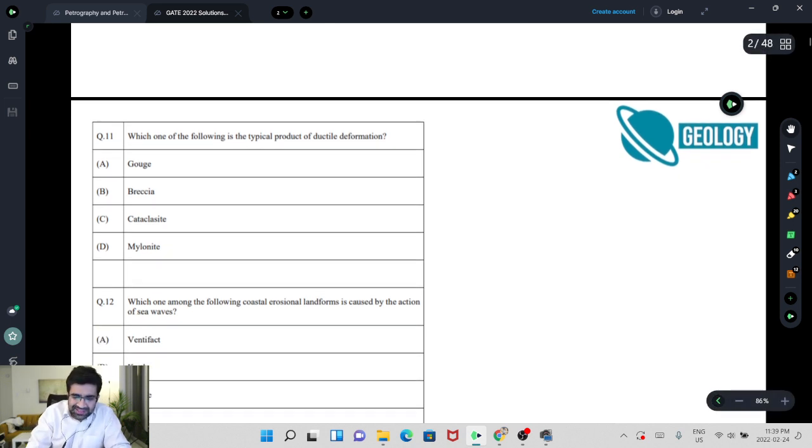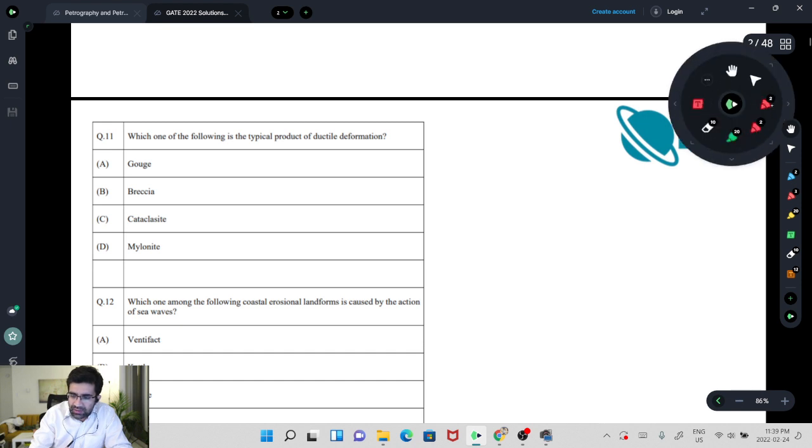Which of the following is a typical product of ductile deformation? Okay, so here the keyword is ductile deformation, and the typical product. You have these options: gouge, breccia, cataclasite, mylonite. If you know what happens in case of a fault, let's say you have a fault here at shallow levels. So what will happen is at shallow levels you start with a basically narrow fault plane.